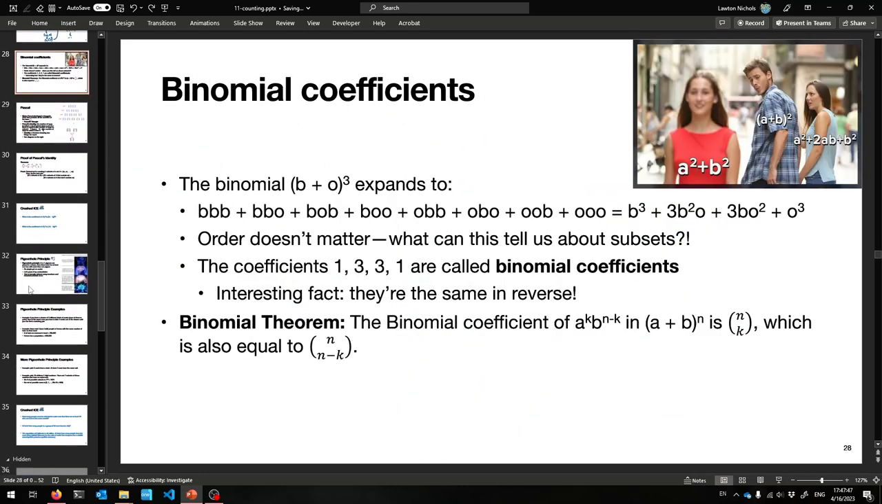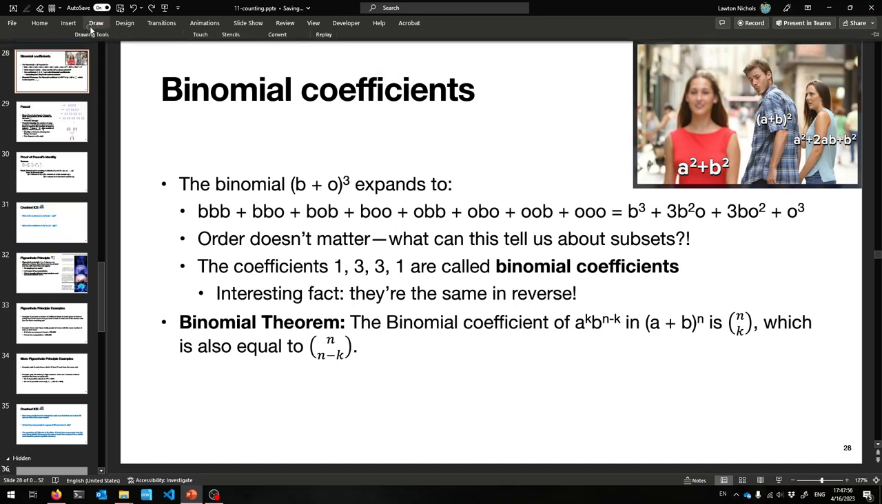So let's move on to some more mathy stuff. Let's talk about the binomial coefficients, which you have definitely seen before in an algebra class. Let's just talk about them because it kind of has to do with counting, believe it or not. So for example, here is a binomial.